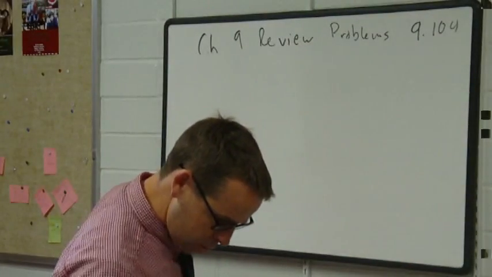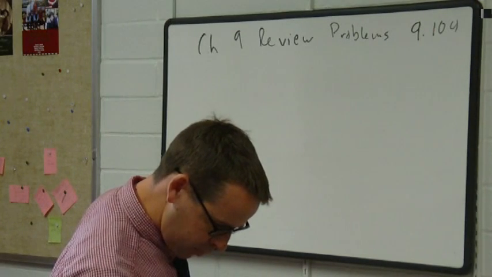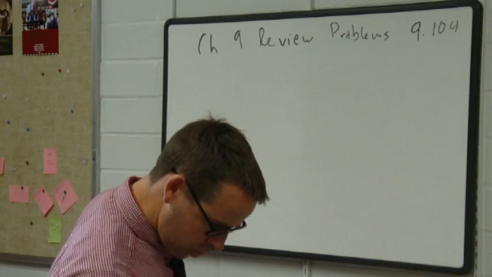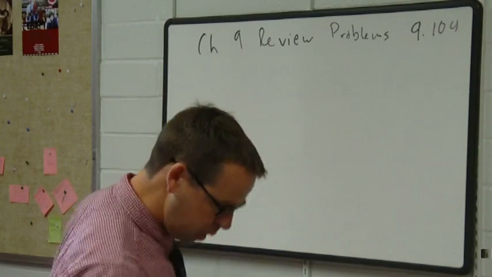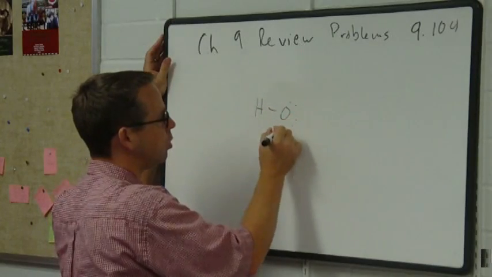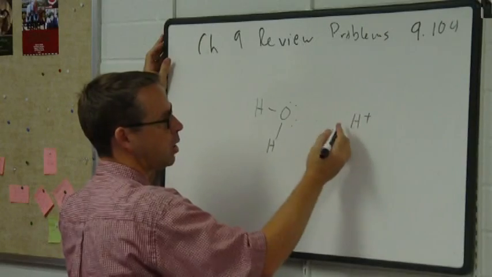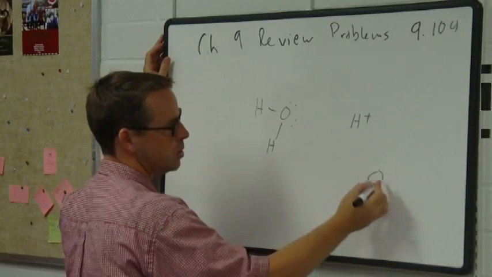Use the Lewis structure to show that the hydronium ion can be considered to be formed by the creation of a coordinate covalent bond between H2O and a proton. So H2O, right, and a proton comes in, right? So the result is this thing.